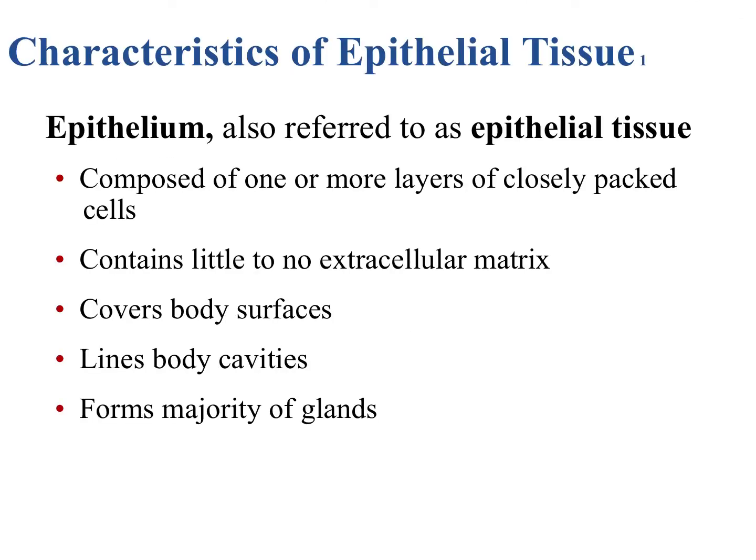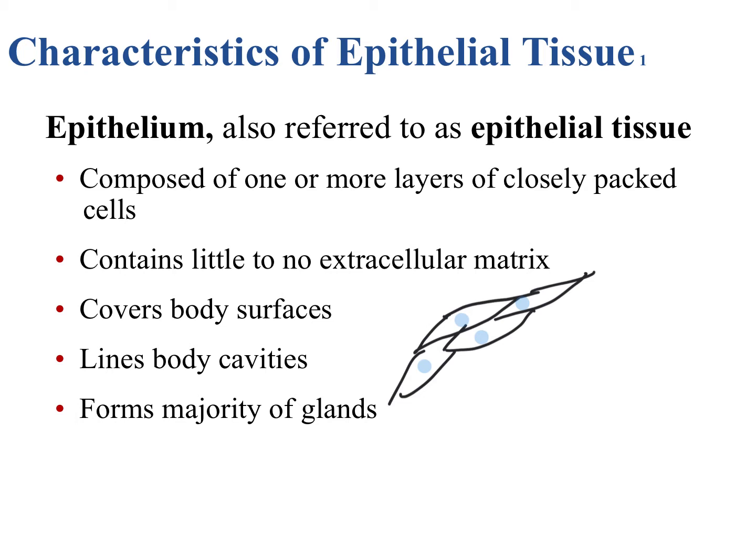So let's start with epithelial tissue. Oh, 1 second. So let's go back to epithelium. Epithelium also refers to epithelial tissue. It is composed of layers of cells, 1 or more layers of cells. And the cells themselves have little space between them. So an epithelium would look something like this. If these were the outlines of the cells, there would be no space between the cells.